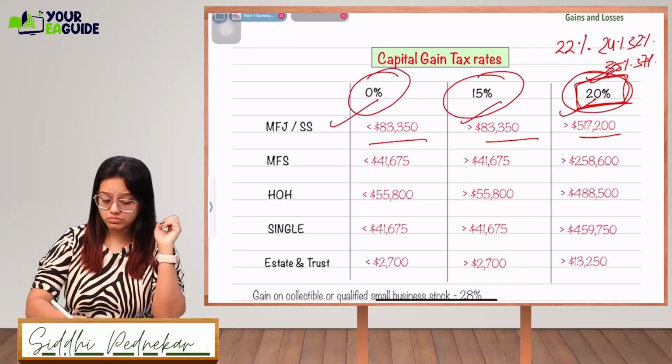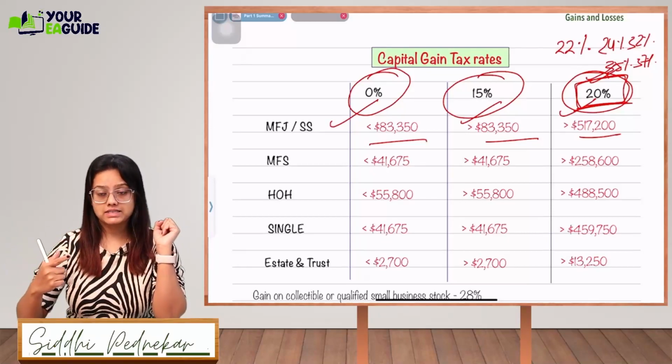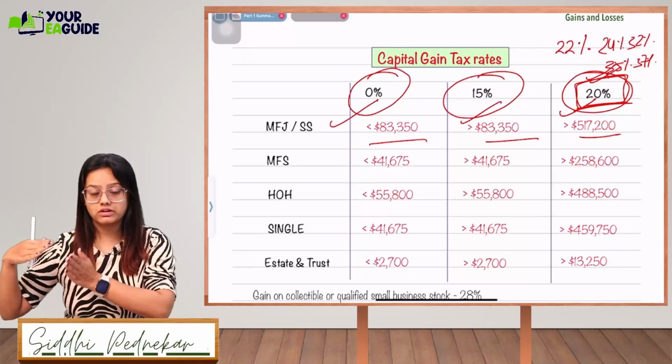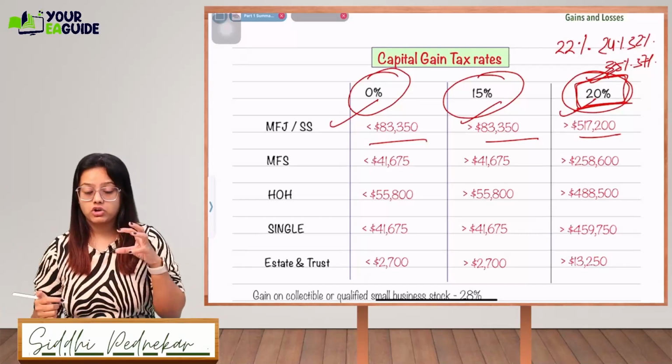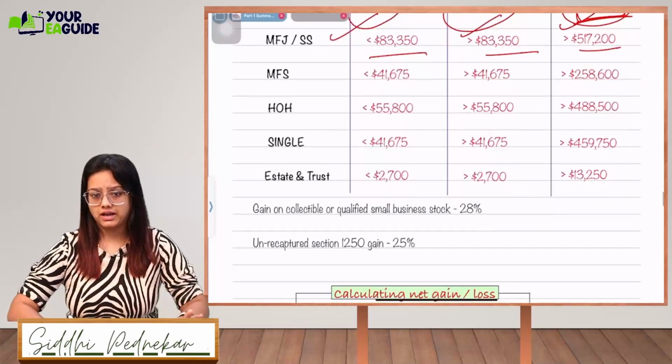If it goes more than this, but up to 5,17,000, 15% will be taxable. If it goes more than 5,17,000, right, your taxable income goes more than 517, even though you're falling under 22, 24, 32, 35%, 20% maximum will be your capital gain tax rate.